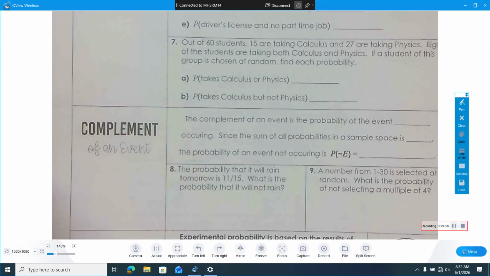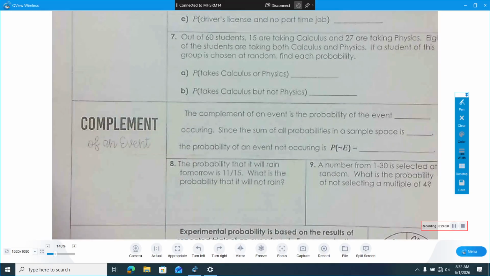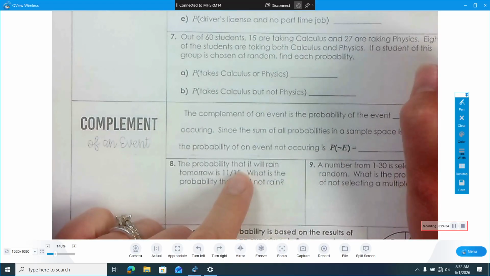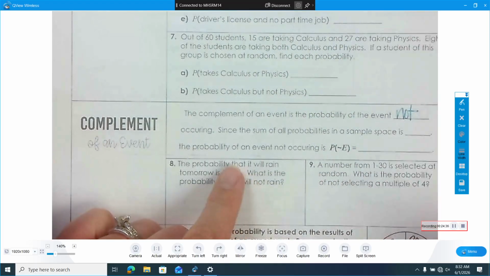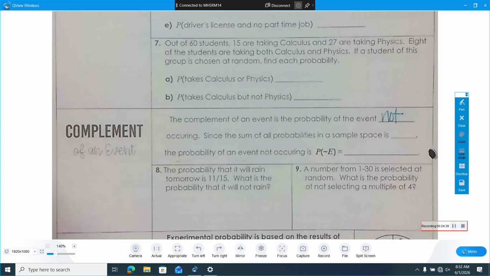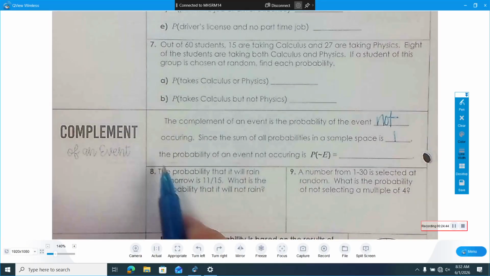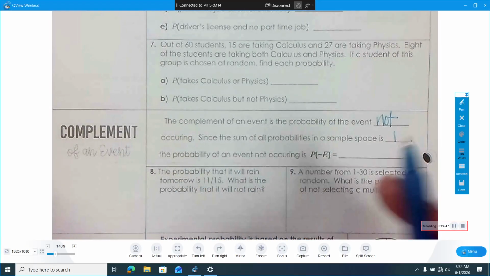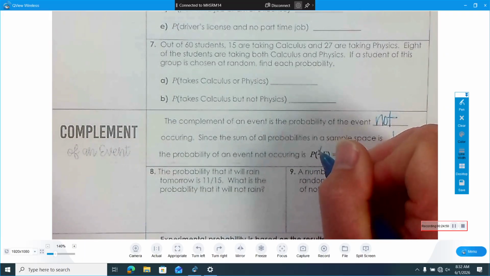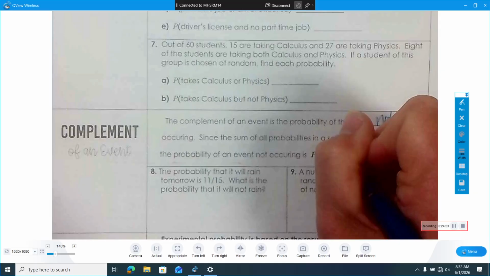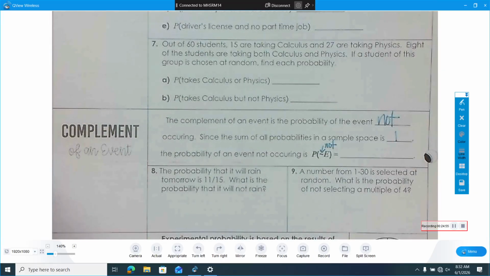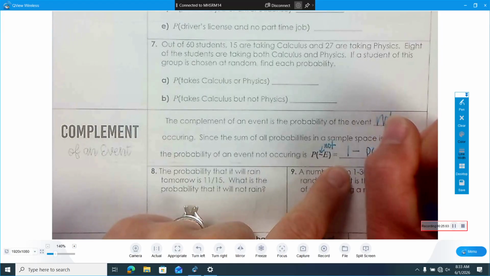So that's kind of a great question. We're going to skip down here to complement of an event. The complement of an event is the probability of the event not occurring. Sort of what we just did. Since the sum of all probabilities in a sample space is 1, the probability of the event not occurring is the probability of not E. This little symbol, that little tilde in math, is the word not. So the probability of the event not happening is 1 minus the probability of the event.